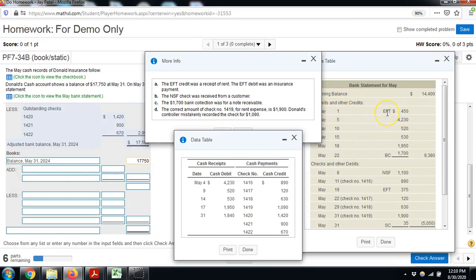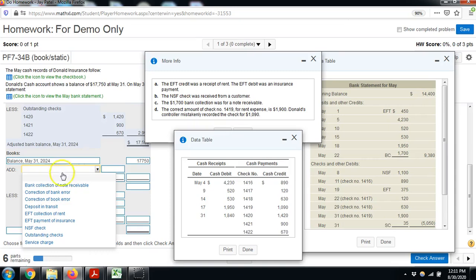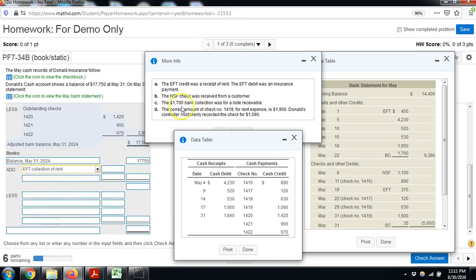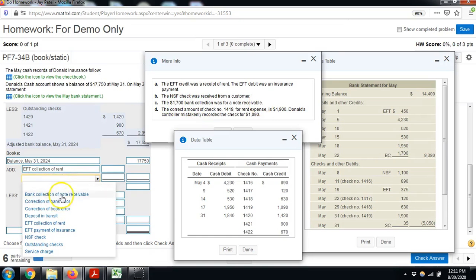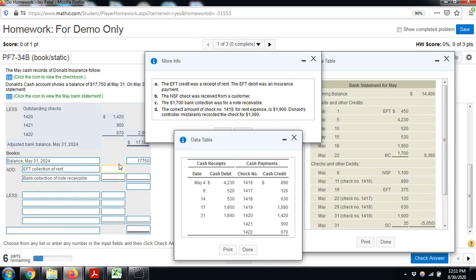So we have one EFT deposit for $450, and it says here that the EFT credit was a receipt of rent. Okay, so we're going to get some rental income here. So we have EFT collection of rent. And then what else do we have? We have this other bank collection here. And it says here the 1700 bank collection was for a note receivable. So bank collection of note receivable.